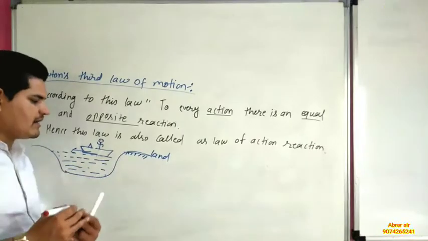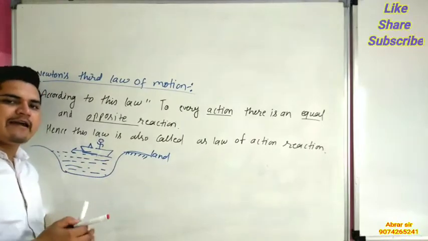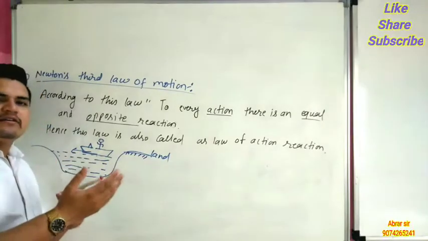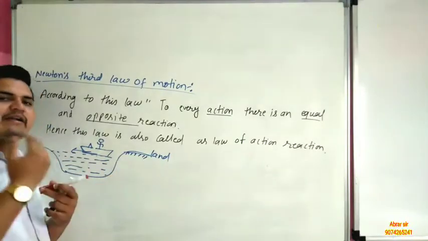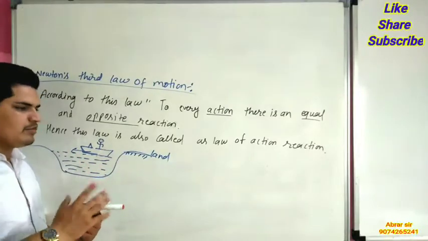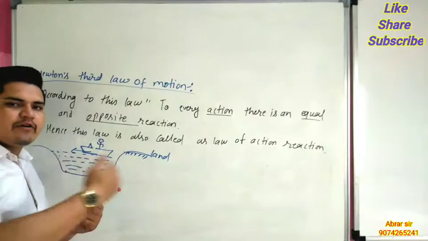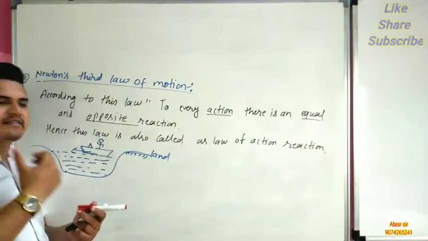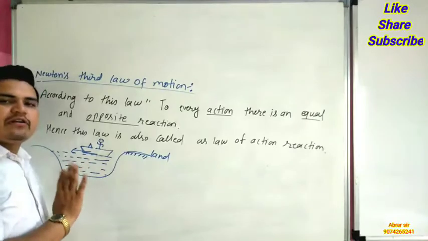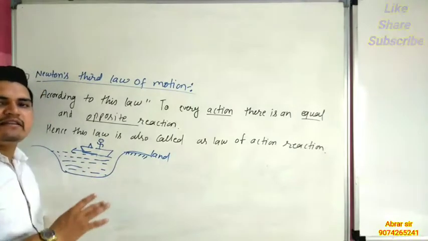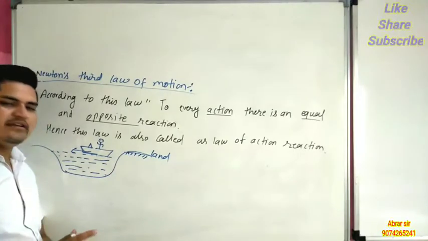We can understand by another example. When we fire a bullet from a gun, the gun moves in the backward direction. A jerk is felt due to the firing of the bullet. So when the bullet moves in the forward direction, the gun moves in the backward direction. This is called the action-reaction law. So to every action there is an equal and opposite reaction.